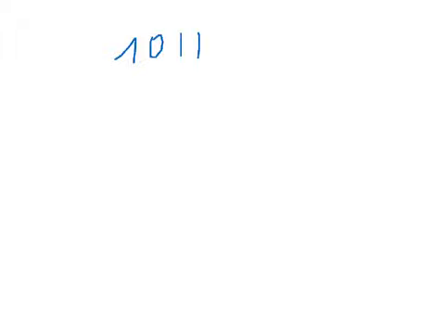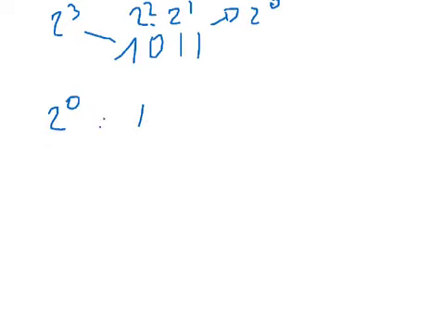If we just use the same logic that we applied to the decimal system, this must be 2 to the power 0, this must be 2 to the power 1, 2 to the power 2, and here 2 to the power 3. What are these numbers? So let's write that down. This is obviously 1, 2 to the power 1 is 2, 2 to the power 2 is 4, 2 to the power 3 is 8, and so on.